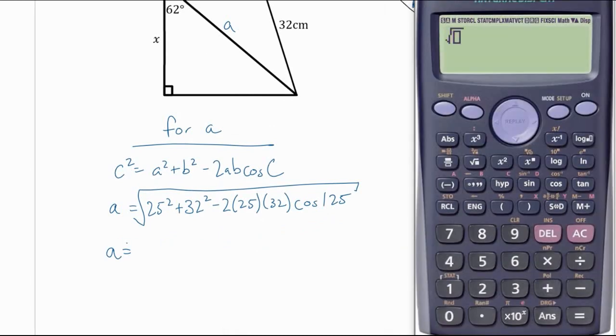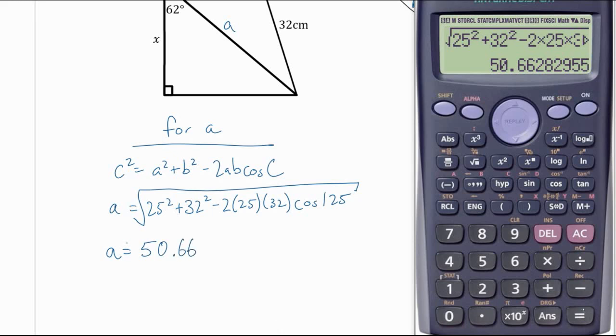Square root of 25 squared plus 32 squared minus 2 times 25 times 32 times cos of 125, got to close that bracket, equals 50.66283. Okay, so again, I kept 5 decimal places, but I rounded the 2 up to a 3 because of the 9 next to it.